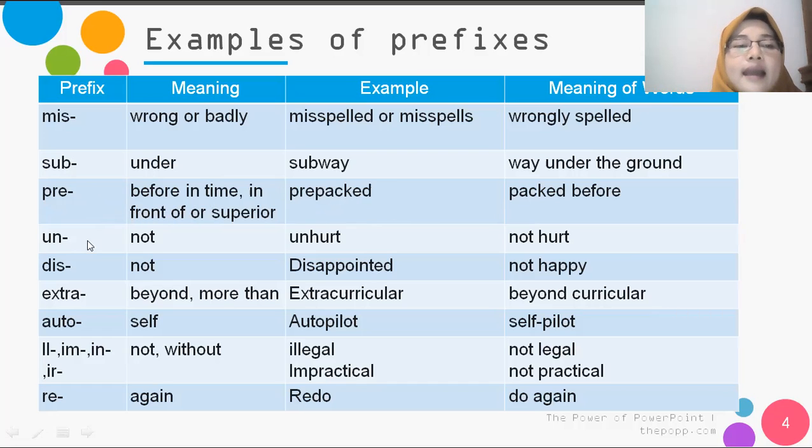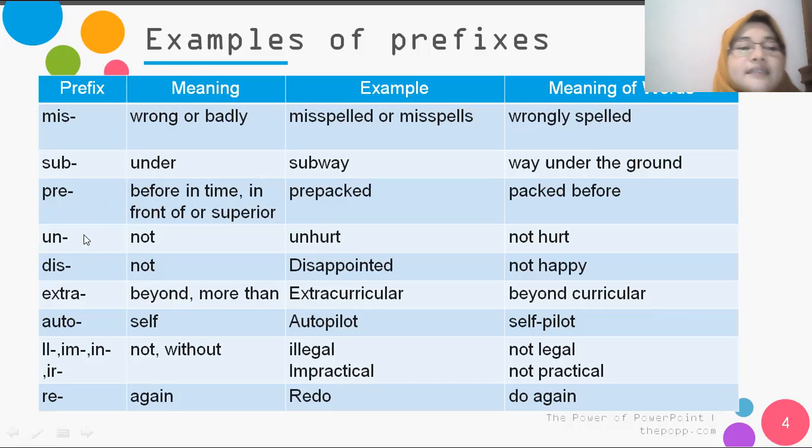Okay, before that, pre- can be pronounced in two ways, such as in prepack, it is pronounced as pre, while in preface, it is pronounced differently.